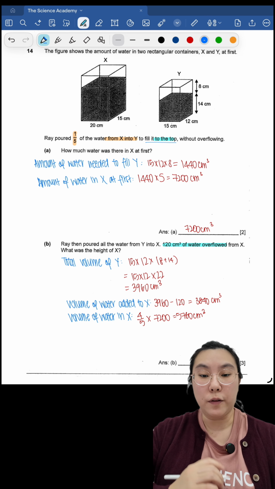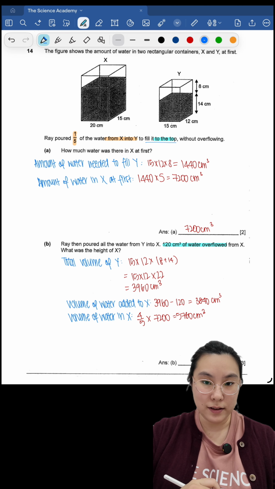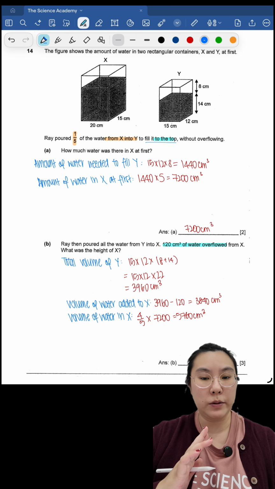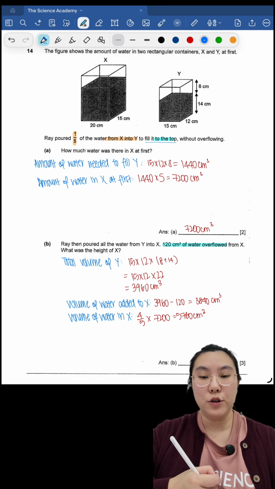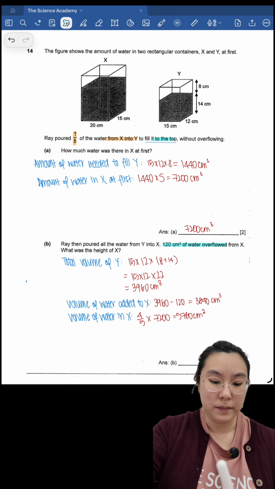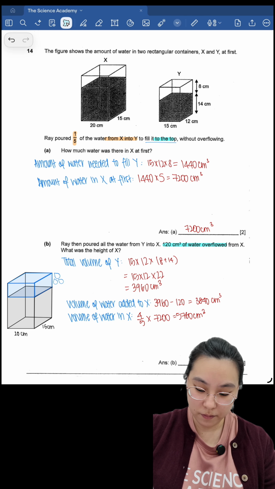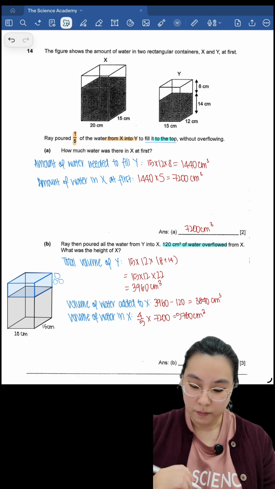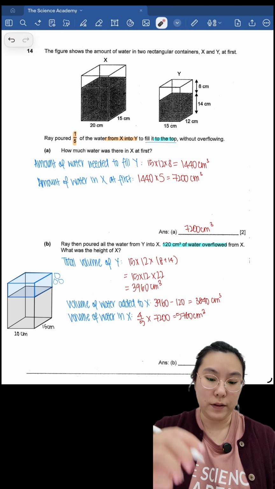Now, after finding the volume of water added to X and the volume of water in X, which both test on the concepts of recalling and applying the formula for volume, students next need to go through a few steps of logical thinking. So let's consider all the information that we have now.